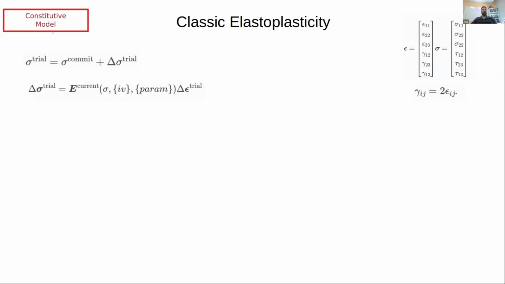The trial strain is multiplied by the current stiffness operator to get the trial increment. Now, this current stiffness operator is thought of as a kind of tangent stiffness operator here, and it depends on the current state of stress. It depends on a set of internal variables, so these materials have memory. And it depends on some parameters, which might be your elastic modulus and whatnot. Okay, so how does this look like in real life?